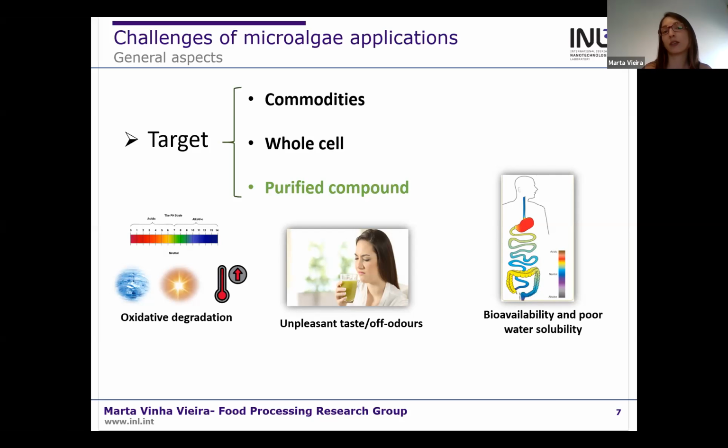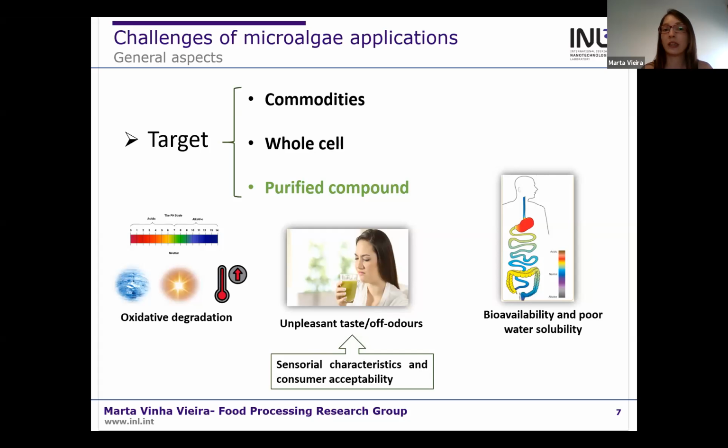However, purified compounds are normally very unstable. They are inside of the cell, and once they are extracted from the cell wall, they become exposed to several factors that could lead to oxidative degradation, such as high temperature, extreme pH, moisture, and high light. And this consequently could lead to an unpleasant taste and odors that can affect the sensorial characteristics and the consumer acceptability of a product.